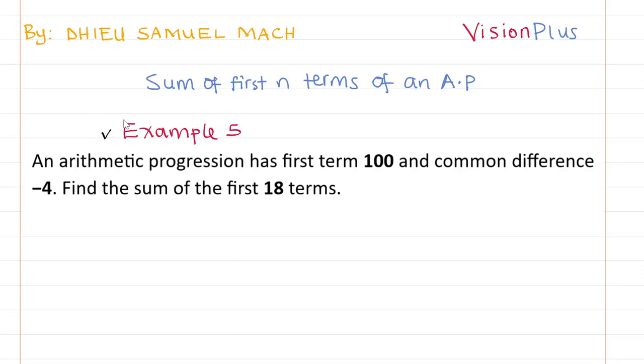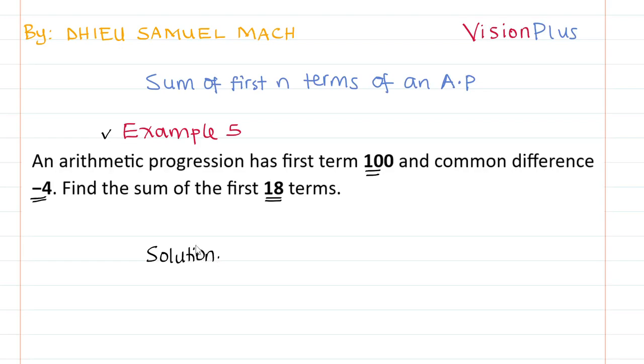Example 5, under the sum of the first n terms of an AP. We are given the first term as 100 and the common difference as -4, and the question is: find the sum of the first 18 terms.